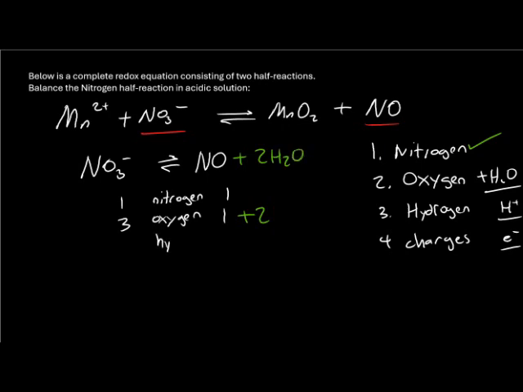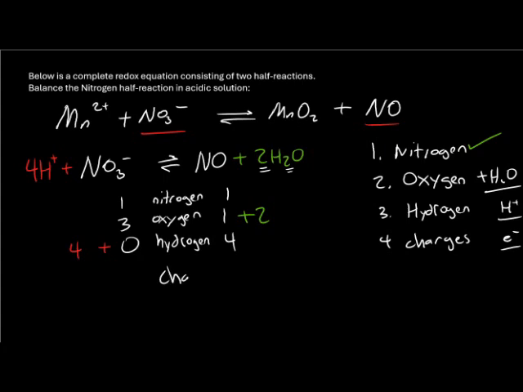Now we look to the hydrogen. On the left, we have no hydrogen. On the right, we now have 2 times 2 for 4 hydrogen. This means we're going to have to add 4 hydrogen onto the left. To do this, we will add 4 pieces of H+.